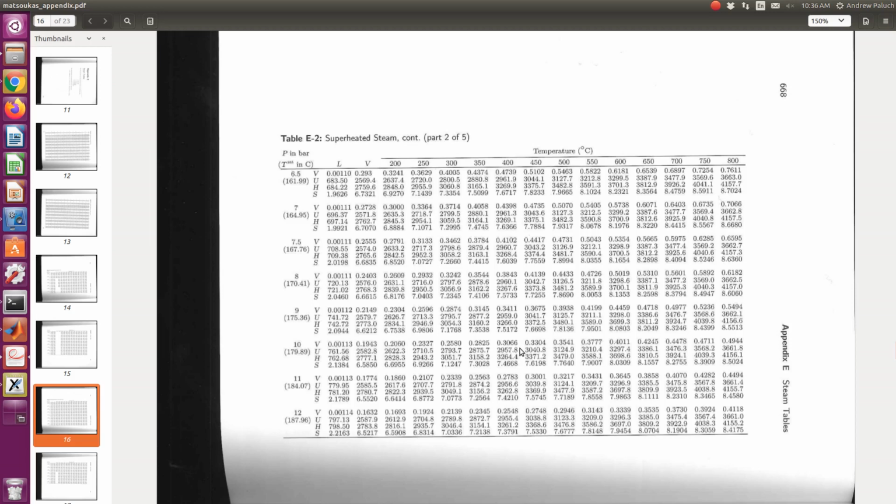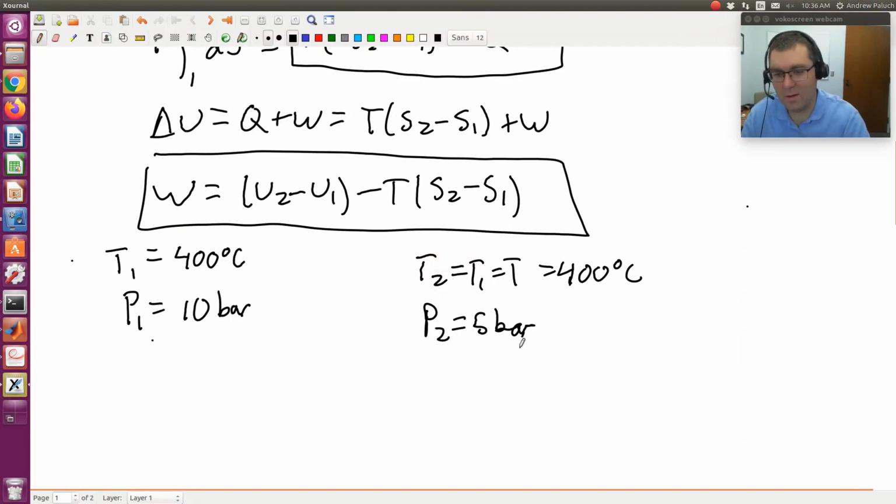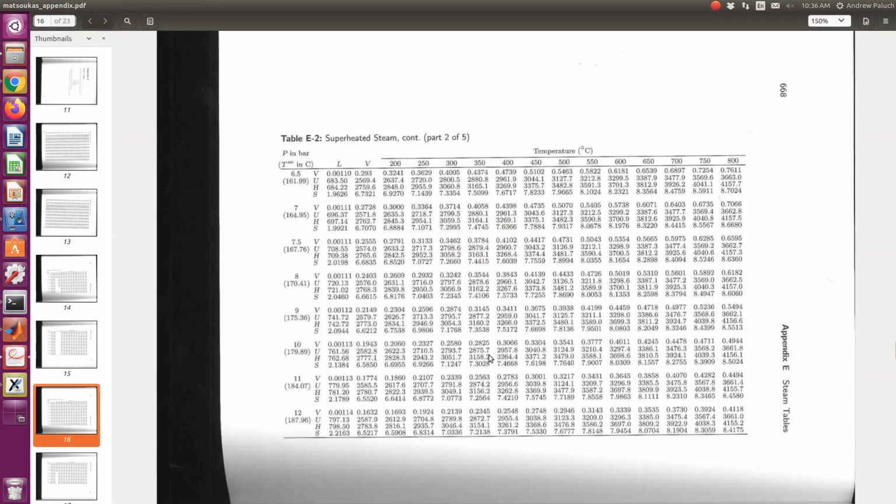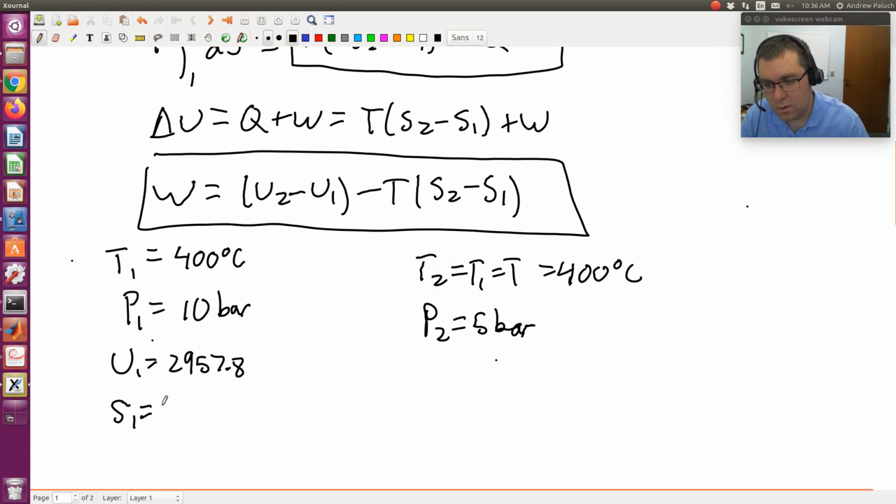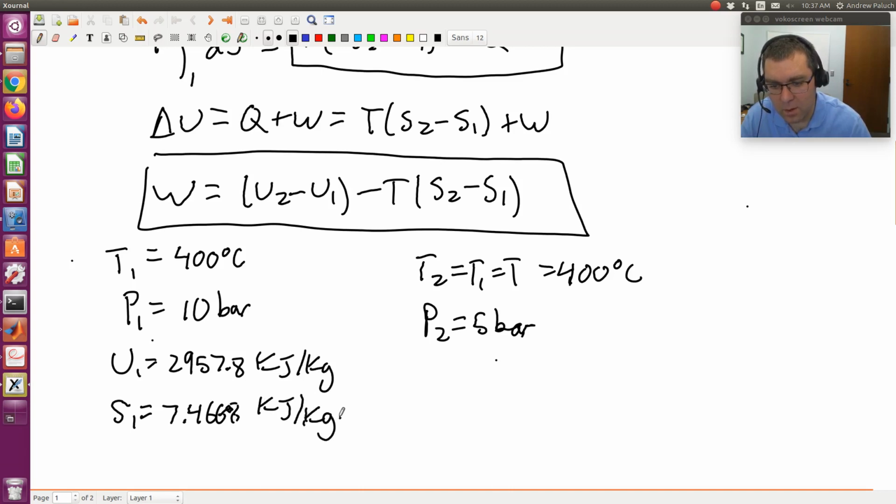Okay, so U1 equals 2957.8, and S1 is 7.4668. Okay, so U is in kilojoules per kilogram. S is in kilojoules per kilogram Kelvin.